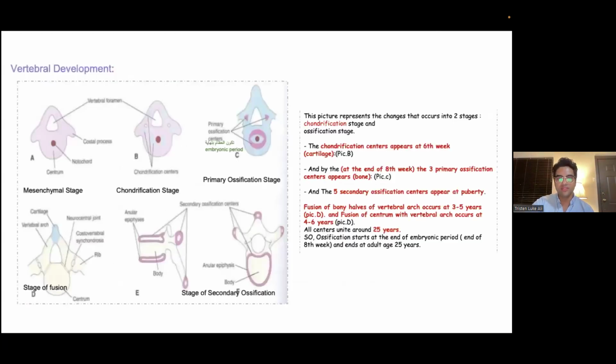I saw this slide posted, which I thought was good in terms of classifying and solidifying this entire process of chondrification and the formation of the vertebra. As mentioned before, you have your body centrum around your notochord, formation of your costal processes and your foramen. And you go through your mesenchymal stage, chondrification, primary ossification, fusion, and secondary ossification.